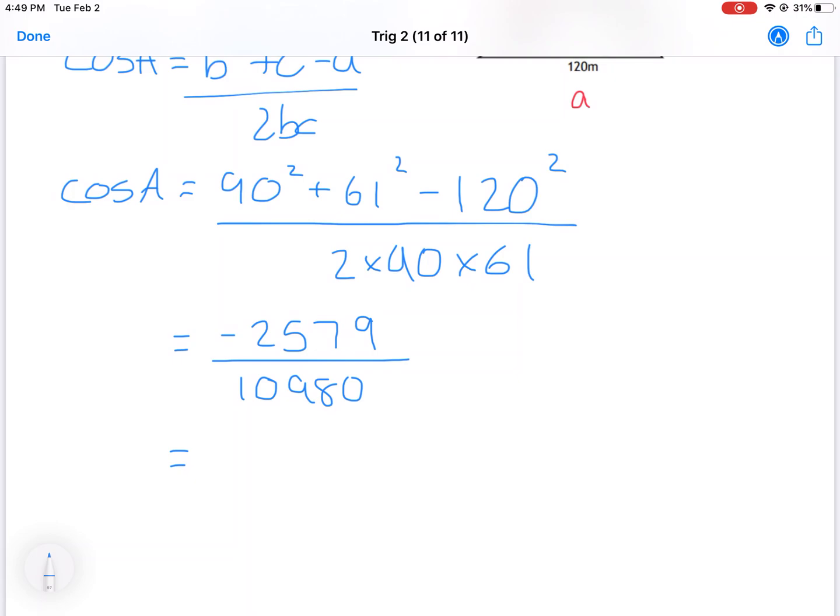We'll make that then, what's our answer going to be? 2579 divided by 10980 equals negative 0.235 to 3 decimal places.